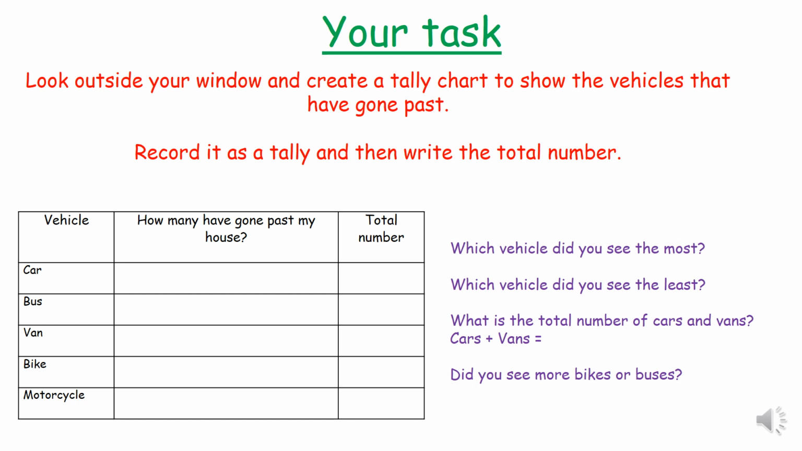Here I've also included some questions that you might like to answer about your tally chart. So you can find out using your tally chart which vehicle you saw the most, which vehicle you saw the least. What is the total number of cars and vans? That means you need to work out an addition, so cars plus vans. And did you see more bikes or did you see more buses?